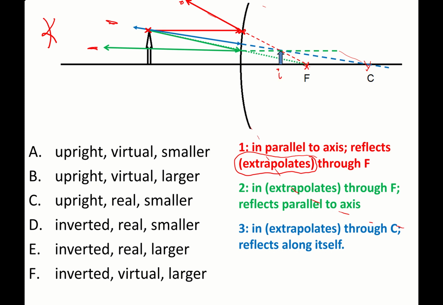So I get an image that's virtual and upright. And when it's virtual, it's always upright. When it's real, it's always upside down if you have a single mirror. So it's upright, it's virtual, and it's smaller. And this is always the case. Whenever you have a convex mirror, you will always get an upright, virtual, smaller image.